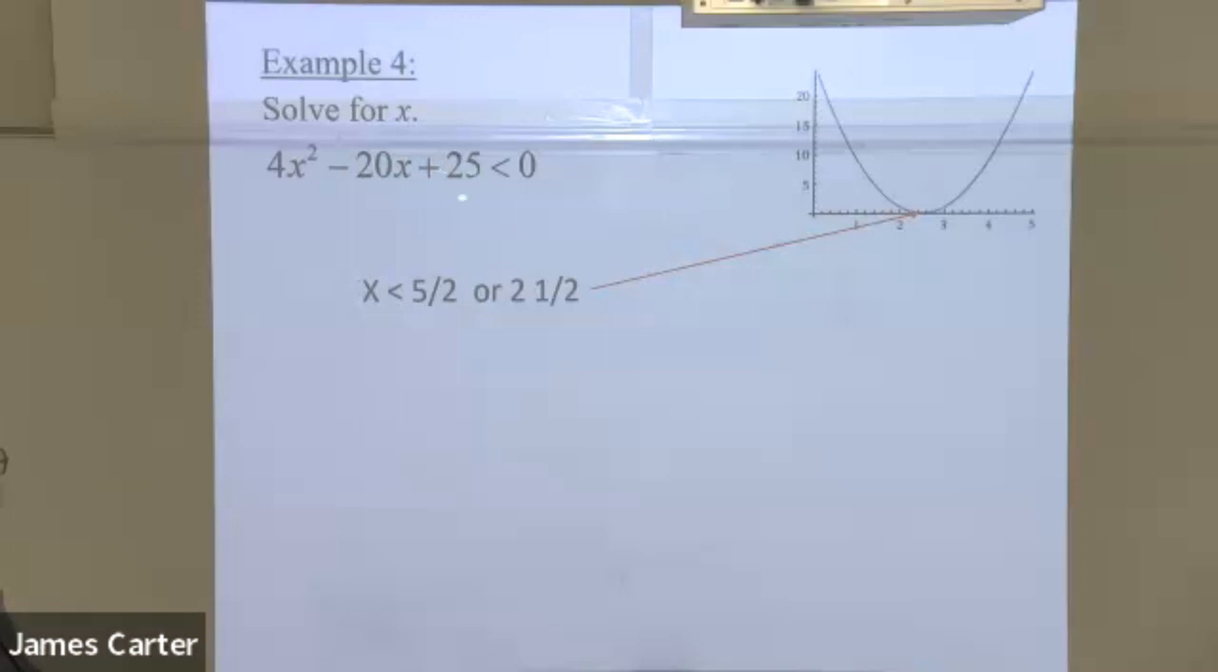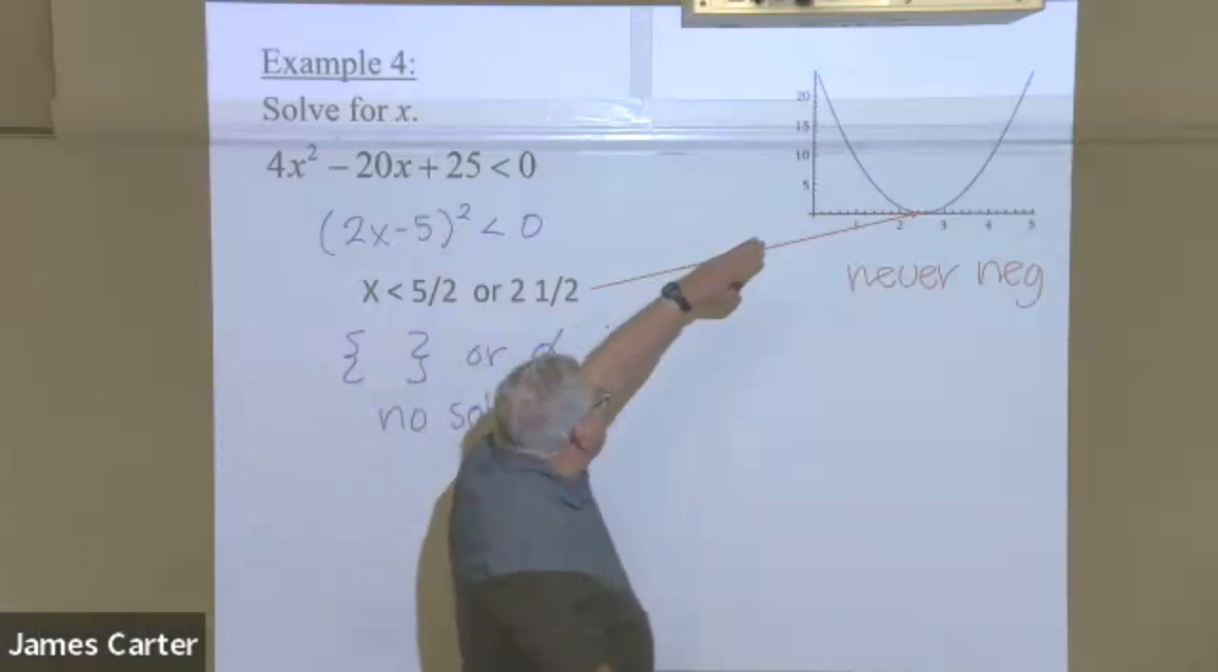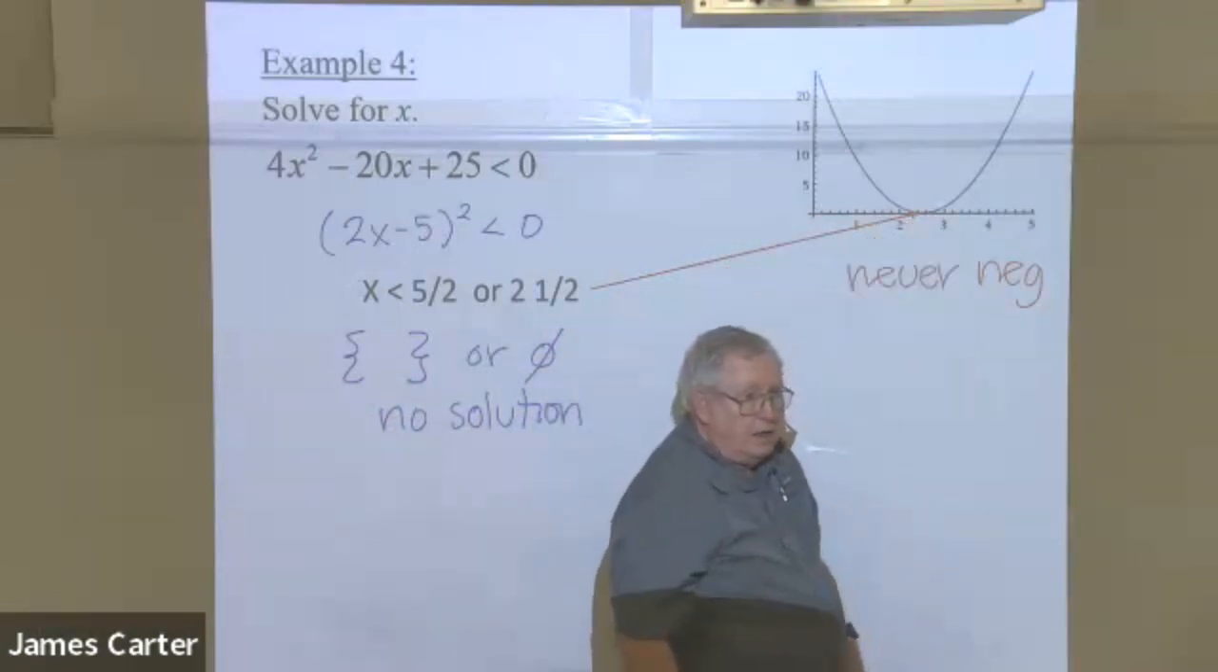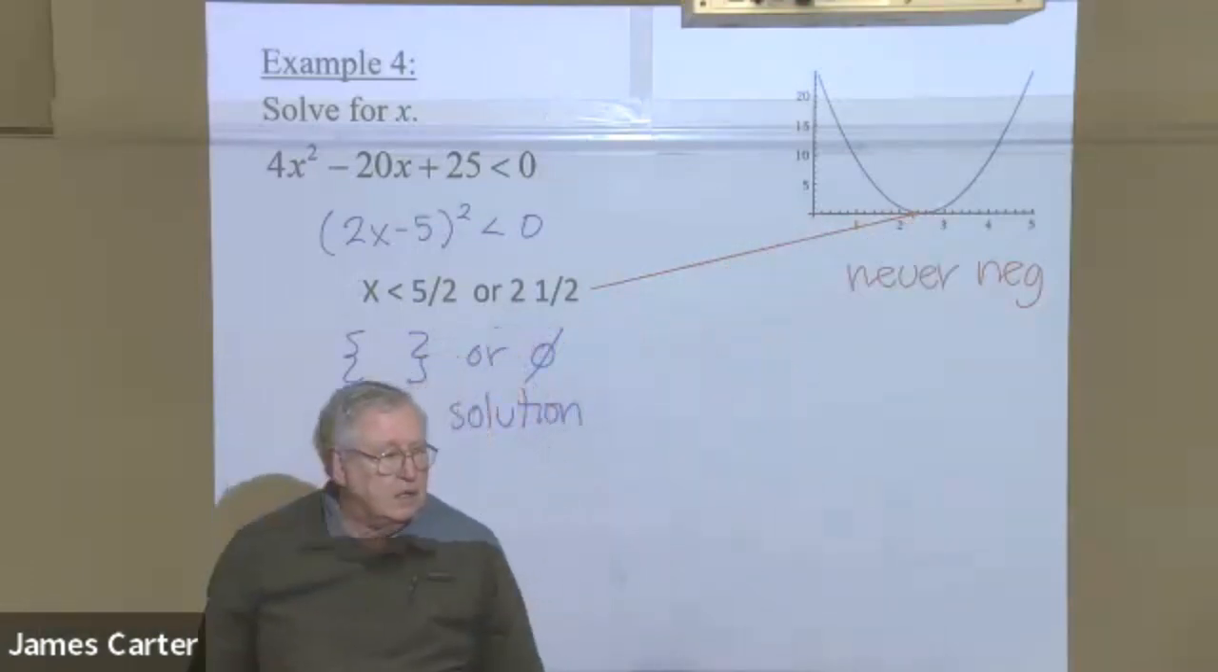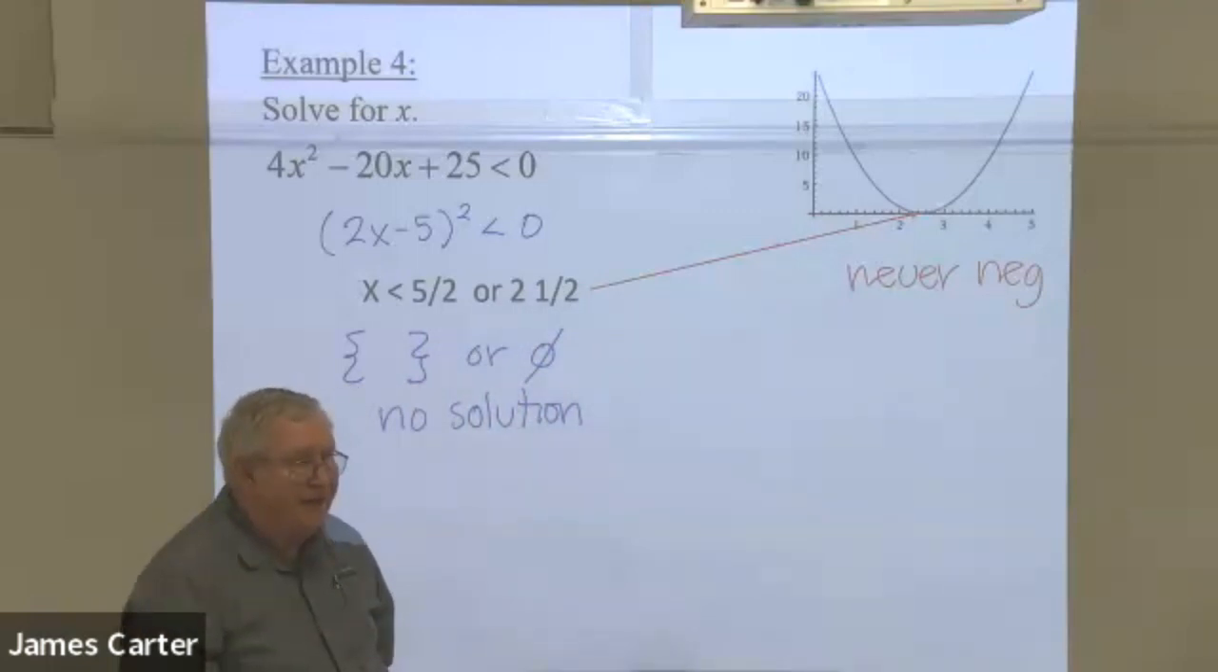What's the difference in this one and the previous one? We dropped the or equal. So in this case, it's never negative. And it's never zero because the inclusive is not there. So the answer here is empty set or no solution, because there is nothing in this graph that is below the line, is what that's saying. Question? You sure? Okay. Did she have a question? No. Okay.